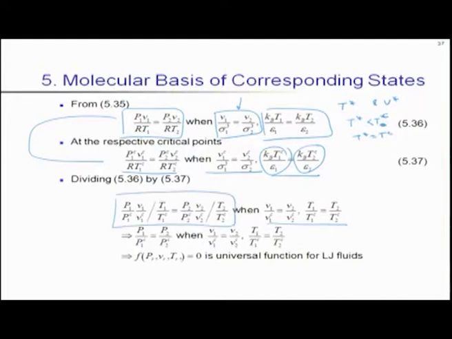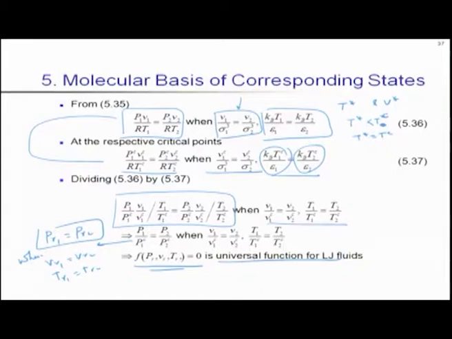This will indicate that P1 by P1C and P2 by P2C should be the same, which essentially means PR1 is equal to PR2, when VR1 is equal to VR2 and TR1 is equal to TR2. So when the reduced temperatures and reduced volumes are the same for two different molecules or fluids, the reduced pressure should also be the same. This basically implies that this function is a universal function for Lennard-Jones fluids.